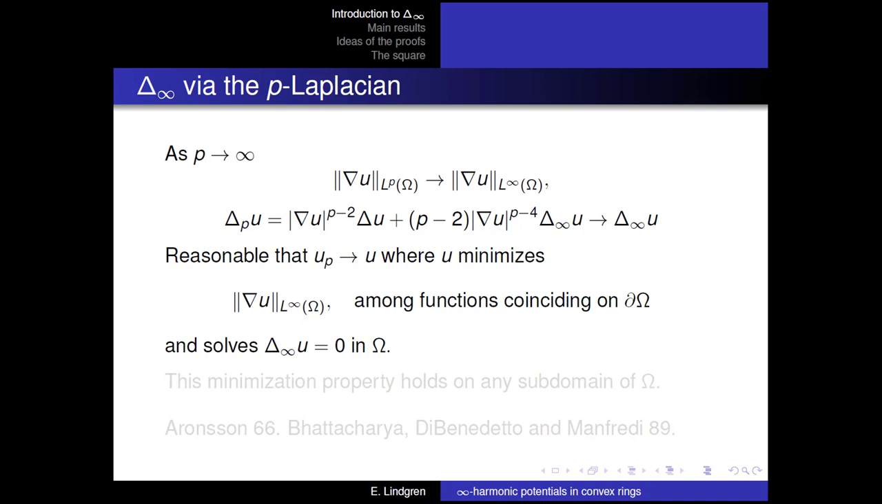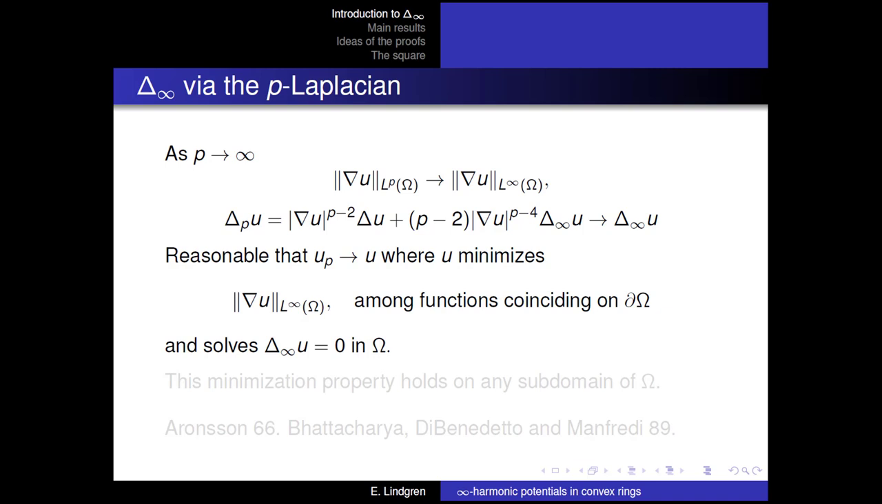Okay, so it seems reasonable to believe that the limit function will minimize the L-infinity norm among functions coinciding on omega, and will solve this equation in the limit. But if we go back a little bit, since we have minimizers of the Lp norm of the gradient, and this is an additive function when it comes to sets, it will be a minimizer in every subset of omega of the Lp norm of the gradient. So this, however, is not additive in that sense, right?